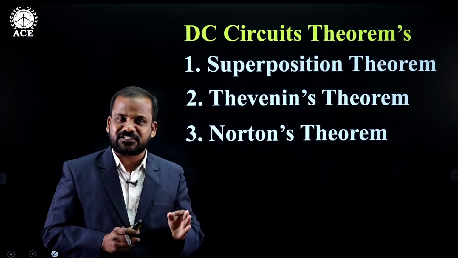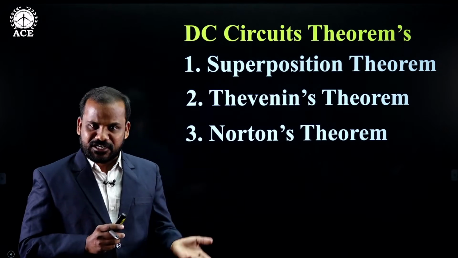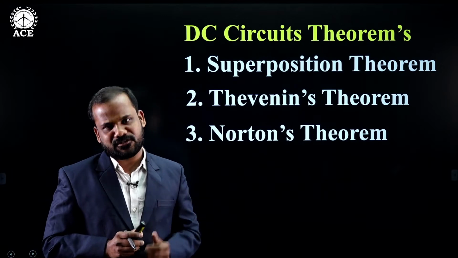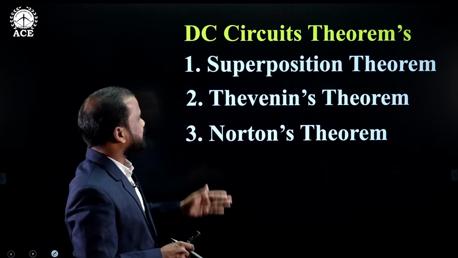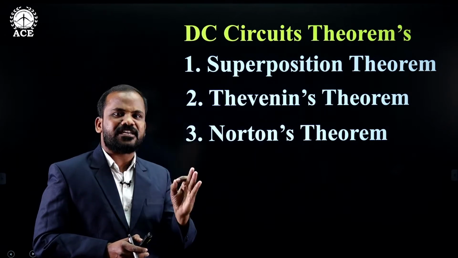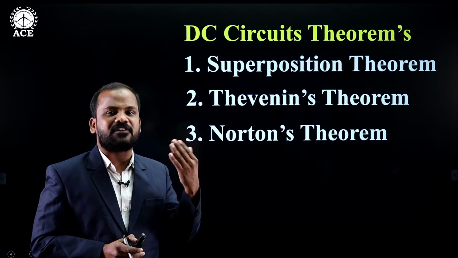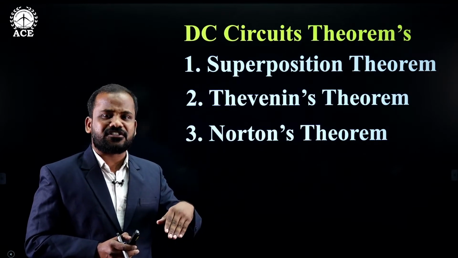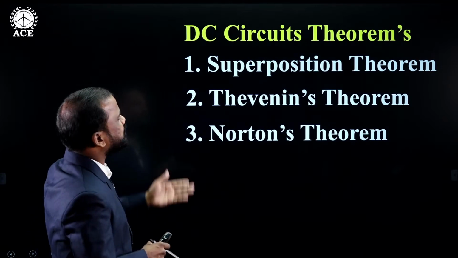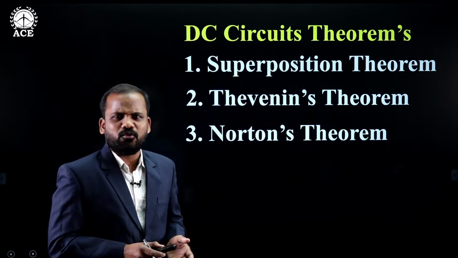So the main purpose of the theorems is getting the solution for any given network if the network consists of more than one voltage source, more than one current source, or a combination of voltage and current sources. First we will discuss the superposition theorem, then we will enter into the remaining two theorems also.